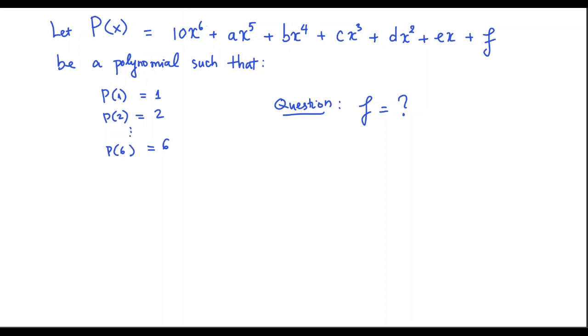Today we have a problem about a polynomial. Let p of x equal 10 times x to the power 6 plus a times x to the power 5, plus b times x to the power 4 plus c times x cubed plus d x squared plus e x plus f, such that p of 1 is 1, p of 2 equals 2, p of 3 equals 3, p of 4 equals 4, p of 5 equals 5, and p of 6 equals 6. The question is, what is f? Find the value of f.